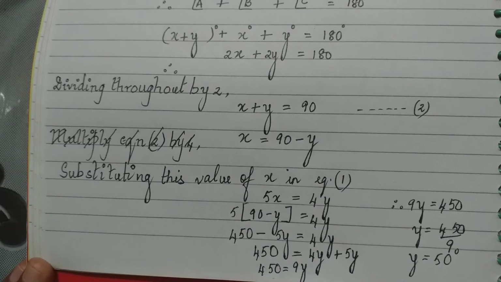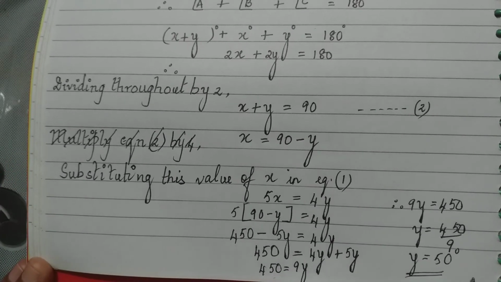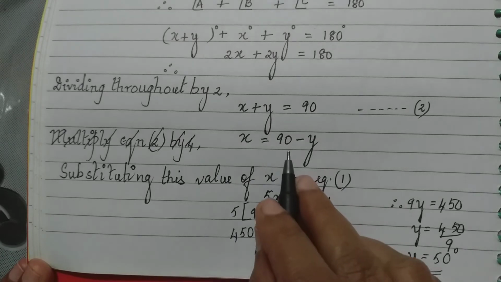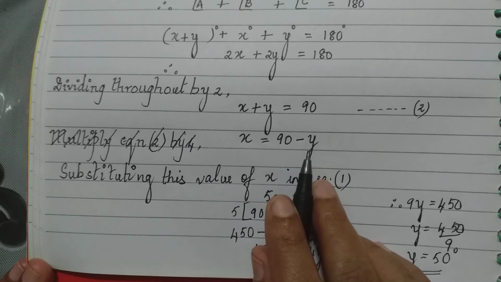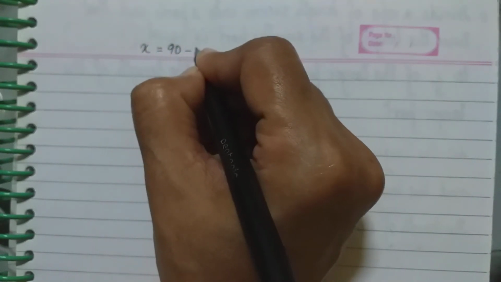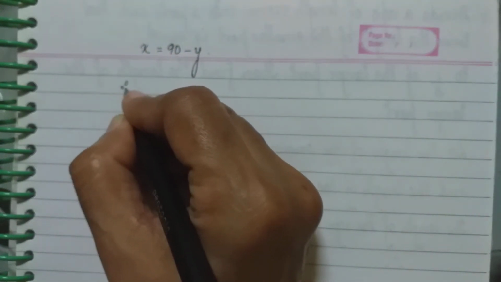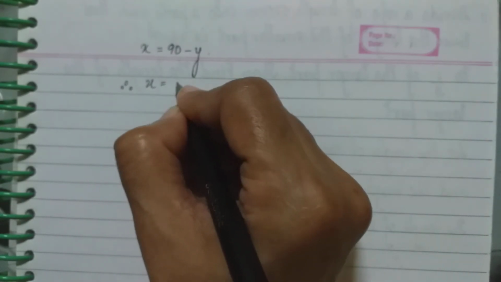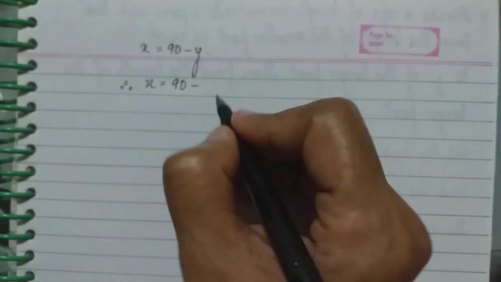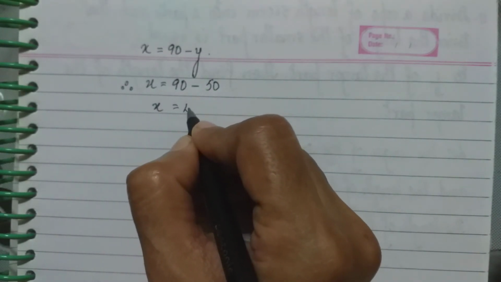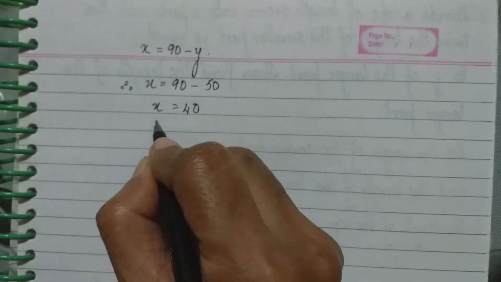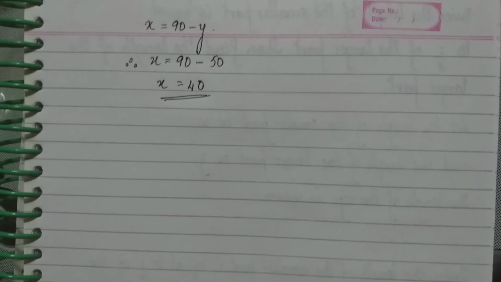Now once we have got the value of y as 50 degrees, we can find the value of x by putting it in x is equal to 90 minus y. So x is equal to 90 minus y, where y was 50. So x is equal to 40. Now we have also got the value of x as 40.